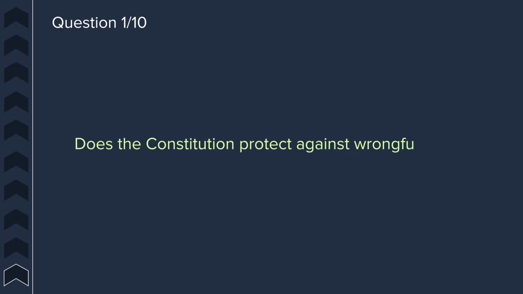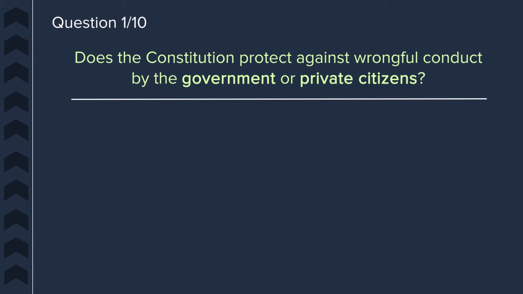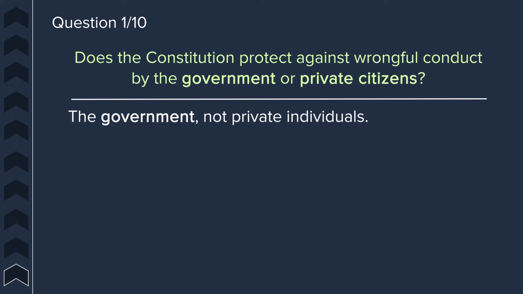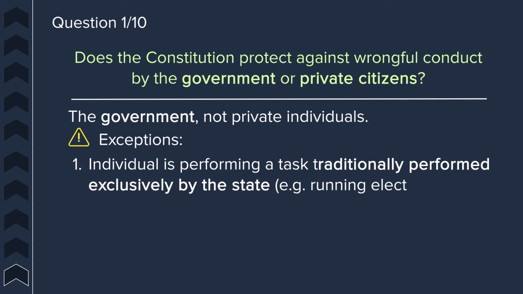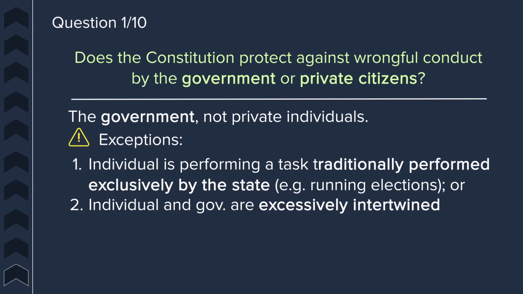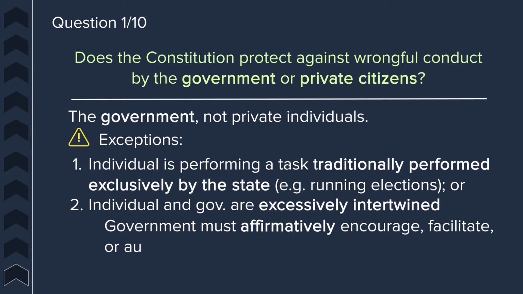Question 1. Does the Constitution protect against wrongful conduct by the government or by private citizens? The Constitution protects against wrongful conduct by the government. However, there is an exception. And this can happen if the individual is performing a task traditionally performed exclusively by the state, or if the individual and the government are excessively intertwined. Here, the government must affirmatively encourage, facilitate, or authorize the activity to constitute sufficient entanglement.